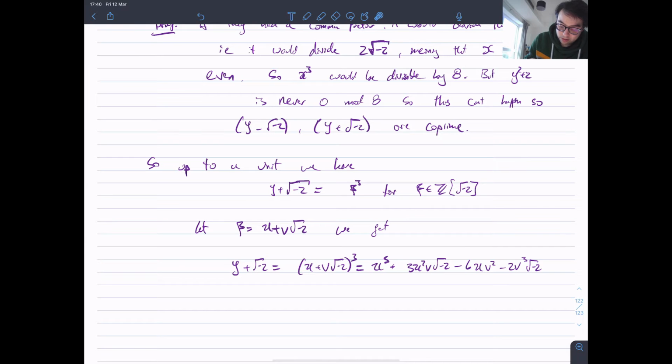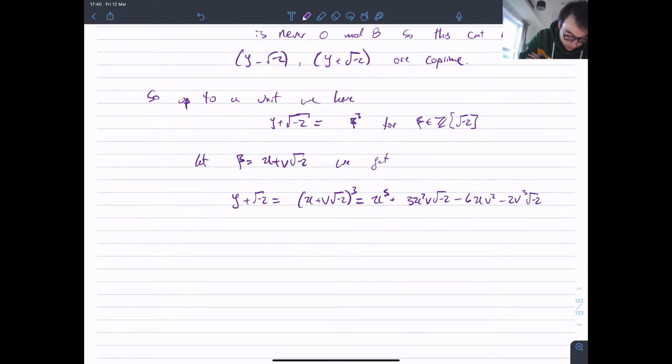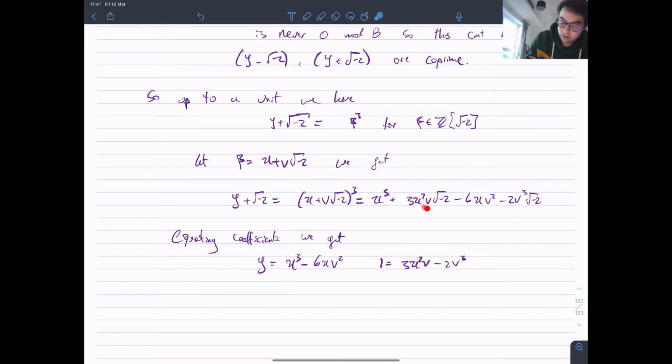So comparing coefficients of the square root of minus 2 and the coefficients of 1 on each side. What do we get? So equating coefficients, y has to be u cubed minus 6u v squared, and 1 would have to be 3u squared v minus 2v cubed. The coefficient of square root of minus 2 is 1 here. If you put this together, the coefficient of square root of minus 2 is v times 3u squared minus 2v squared. So you end up with these two equations.